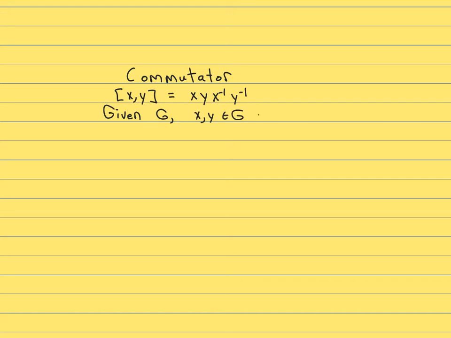Hello, in this video we are going to talk a bit about commutators because we're going to need it when we start talking about solvable groups. So we've already seen the definition, but the definition of a commutator, given a group G and elements X and Y in G, is just this product. And the point is that the commutator is the identity if and only if X and Y commute with each other.